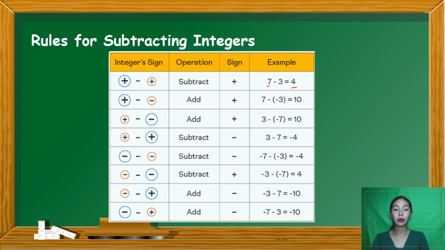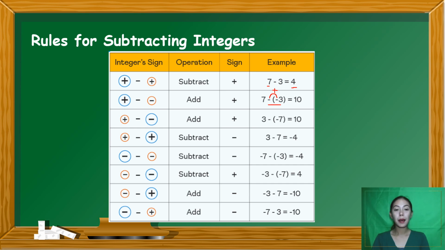Okay, next, we will subtract positive and negative. Positive minus negative is, okay, our operation here is addition. Why is that addition? For example, we have 7 minus negative 3 is equal to 10. Since minus and negative go together, we are going to operate this one. Negative times negative will become positive. So 7 plus 3 is 10. Okay, so that is why the answer is positive.